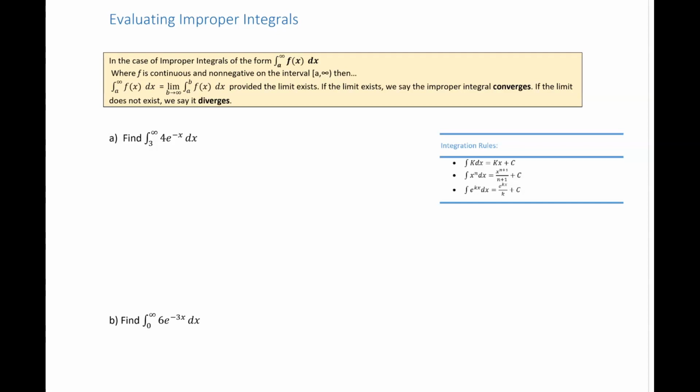Hi, welcome to a video on evaluating improper integrals. I'm going to do a couple of examples. I'm going to start with one example where I use a very formal notation, and in the next example I'll be a little bit more informal.